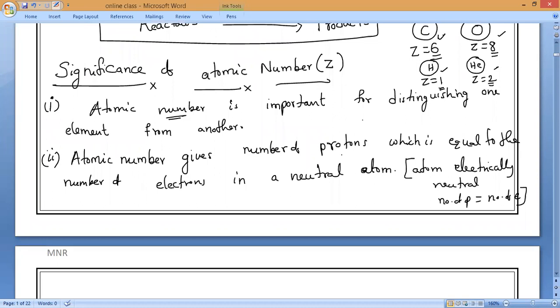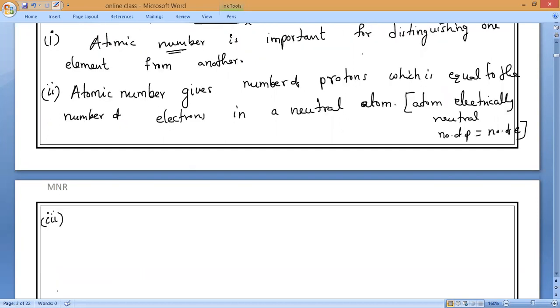Next. No two elements can have the same atomic number. Is it possible? Because no two elements have the same number of protons, so it is impossible to have the same atomic number. No two elements can have the same atomic number.